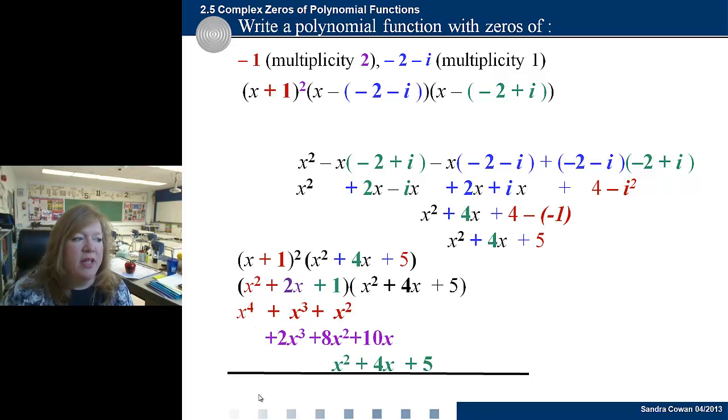When you combine all your like terms, and I like to write them this way so that the like terms are lined up, I end up with x to the 4th plus 3x cubed plus 10x squared plus 14x plus 5. And that's it. It does take you a little bit of time, but it's really not that tough.